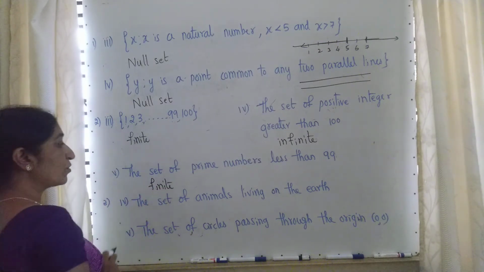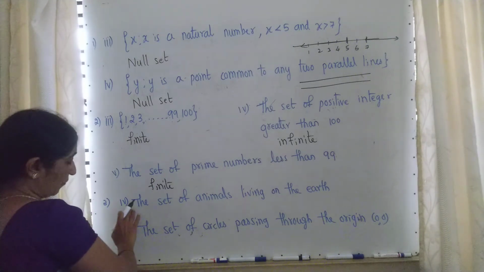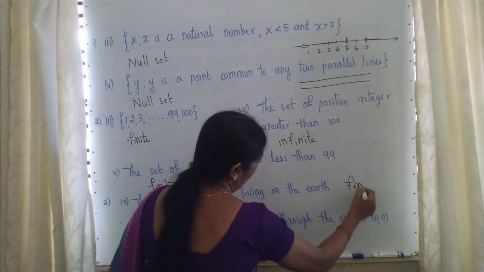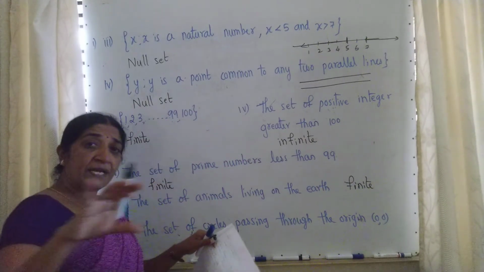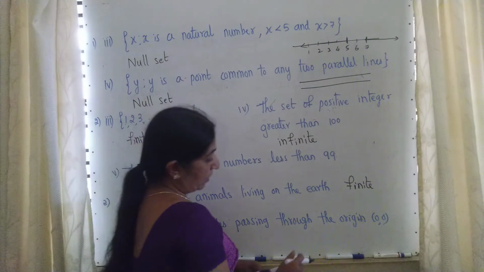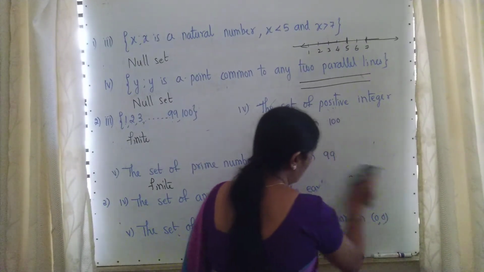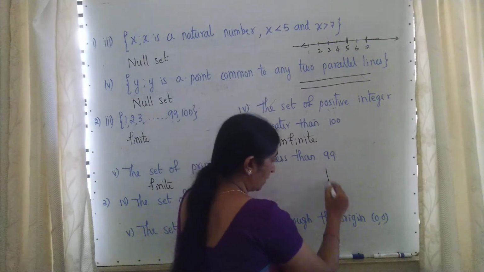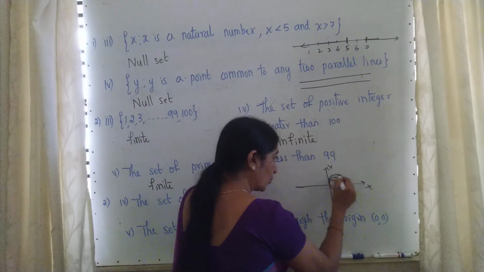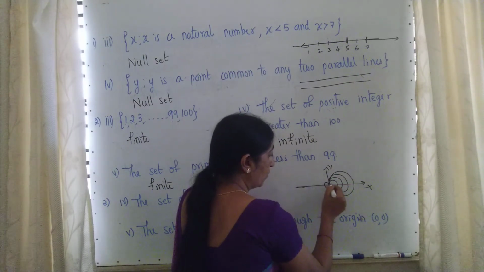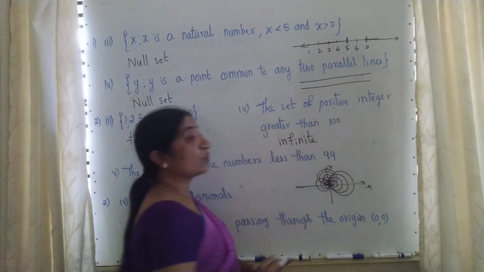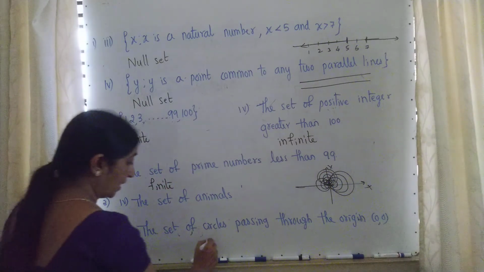Next, the third one. Again, here also we have to write finite or infinite. The first question, the set of animals living on the earth. Yes, you can make a list, so this is a finite set. Maybe it is a big number, but you can make a list. Next, the fifth one, the set of circles passing through the origin. See, this is the y-axis, this is the x-axis, and the circle is passing through the origin. You can draw so many circles, not only here, you can draw here also, and here also. They are all passing through the origin. But you cannot count them. You can draw so many. So it is an infinite set.